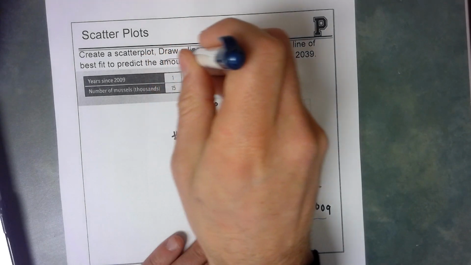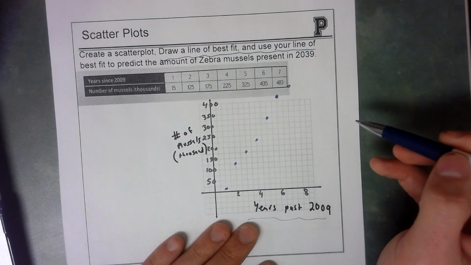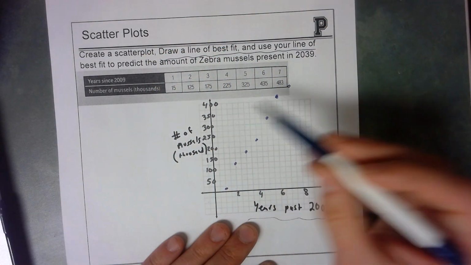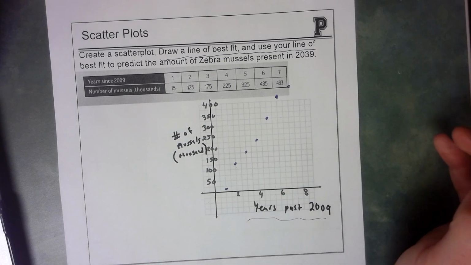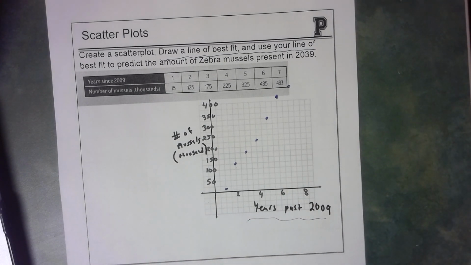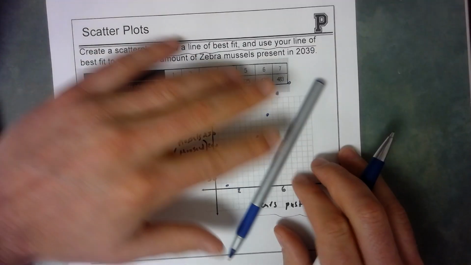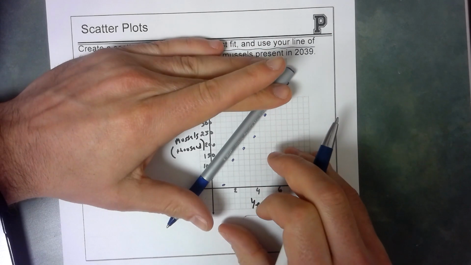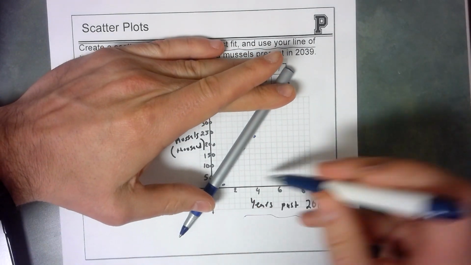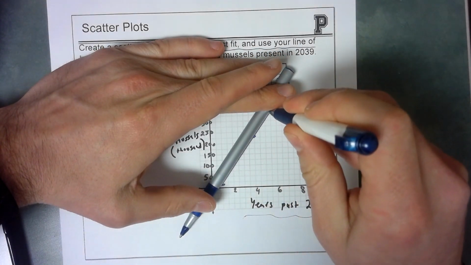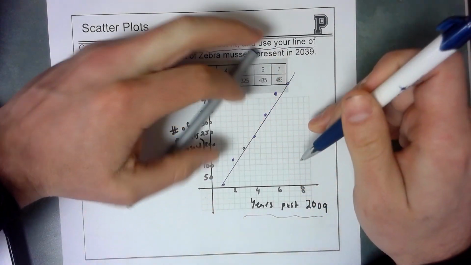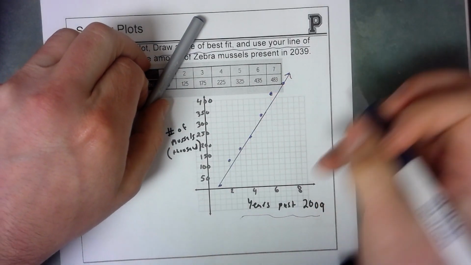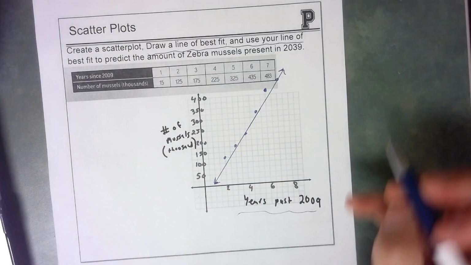It says draw a line of best fit and use that line to predict how many zebra mussels would be present in 2039. So at this point, what we can do is use a straight edge to draw our line. I'm going to use just a pen. Use a different pen as a straight edge. This is a good straight edge if you ever get a chance to try it out. Okay, not bad. I would say not my best, not my worst.